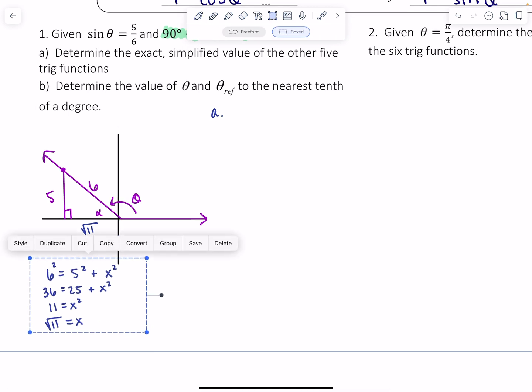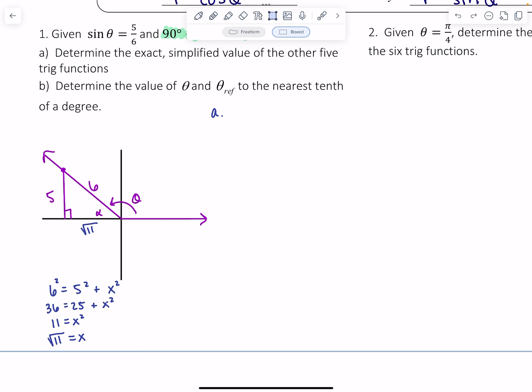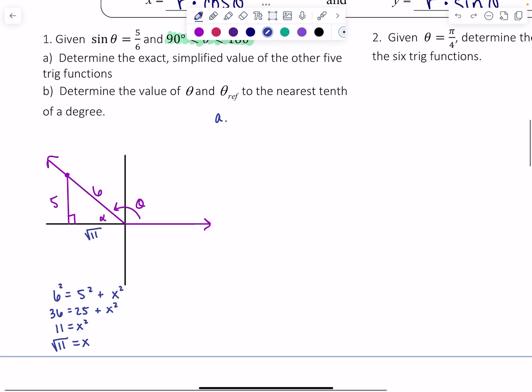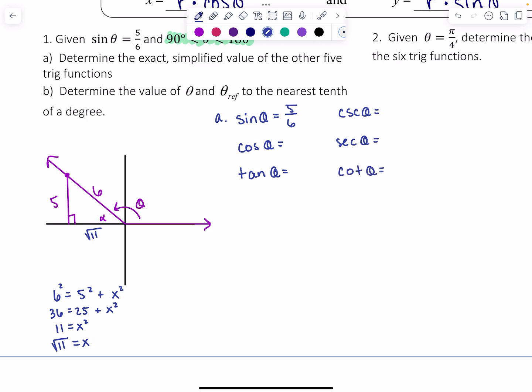And, oops, sorry about that. So now we can go ahead and fill in the rest of our trig functions. So we know that sine of theta is equal to 5 over 6. We're also looking for cosine of theta, tangent of theta, cosecant of theta, secant of theta, and our cotangent of theta.